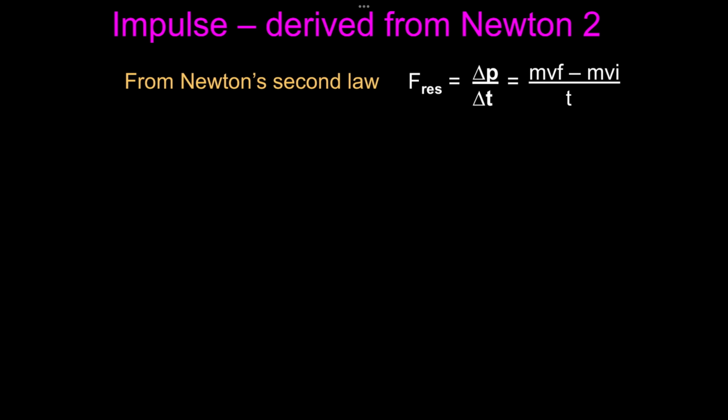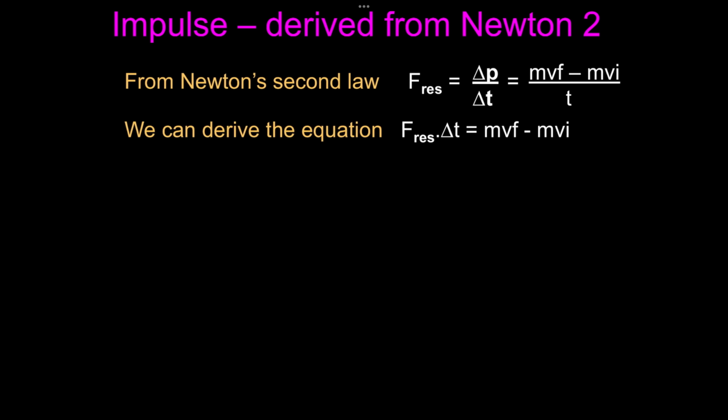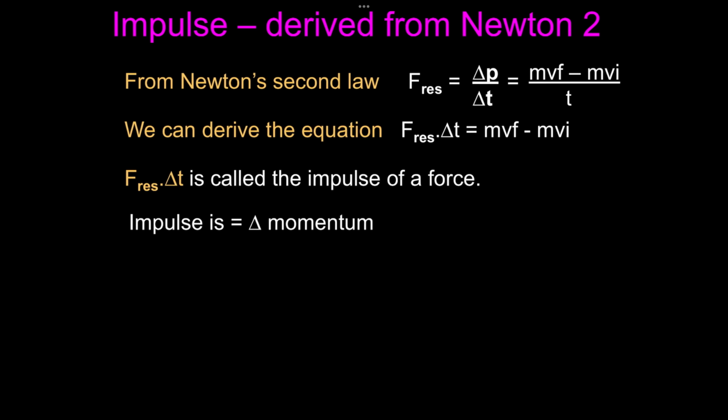Obviously, we can cross multiply. If we cross multiply, we get the resultant force multiplied by the change in time being equal to the change in momentum. So the resultant force multiplied by the change in time is what we call the impulse of a force, right? Of which the impulse of a force is equal to the object's change in momentum, right? Of which the force is applied on.